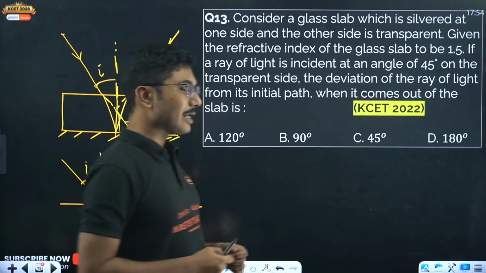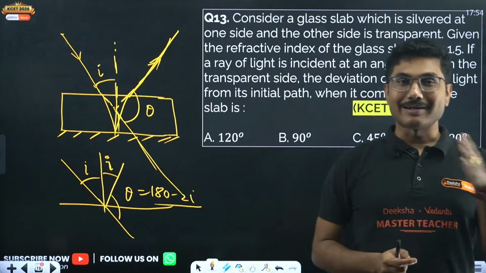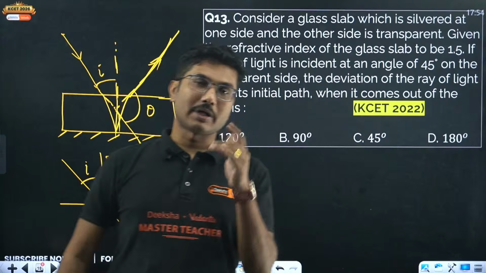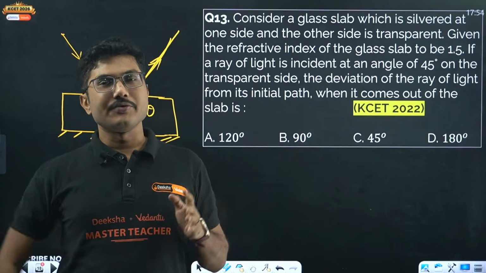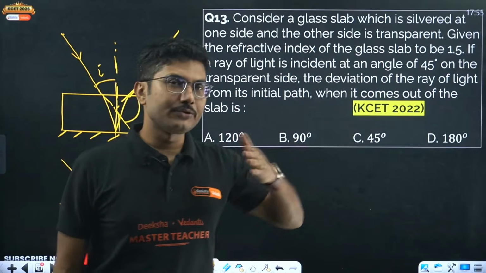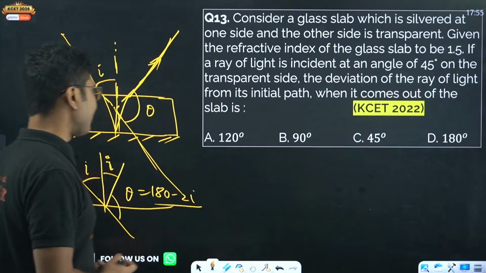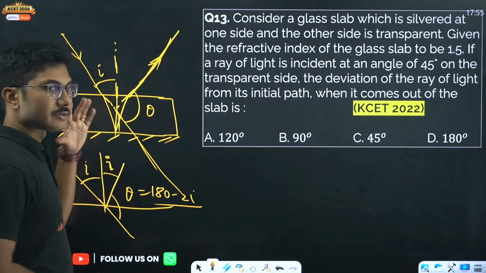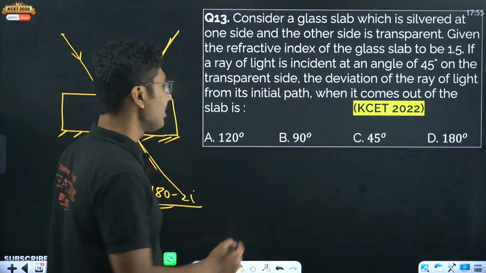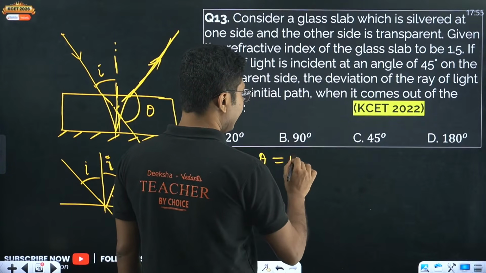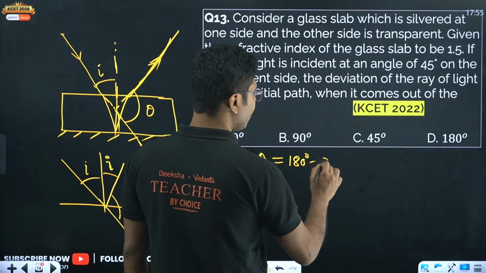If you remember, a glass slab only gives a lateral displacement. The angle of deviation for a glass slab is 0. It only gives you a lateral displacement if normal refraction was to happen. So that's why the glass slab does not add anything here, and the formula remains the same. The angle of deviation is 180 degrees minus 2 into i.